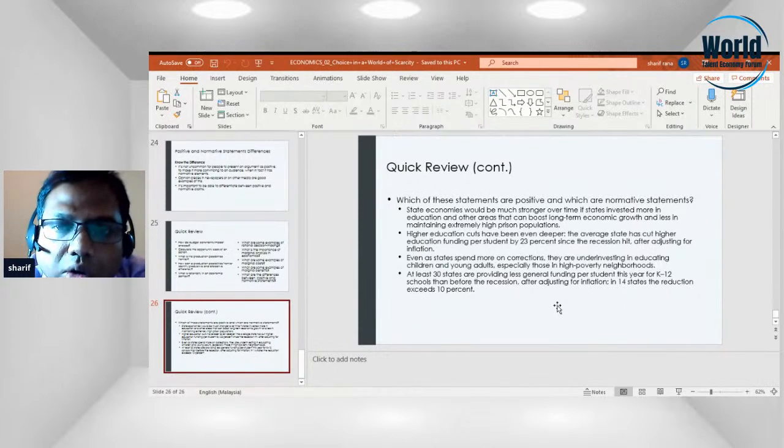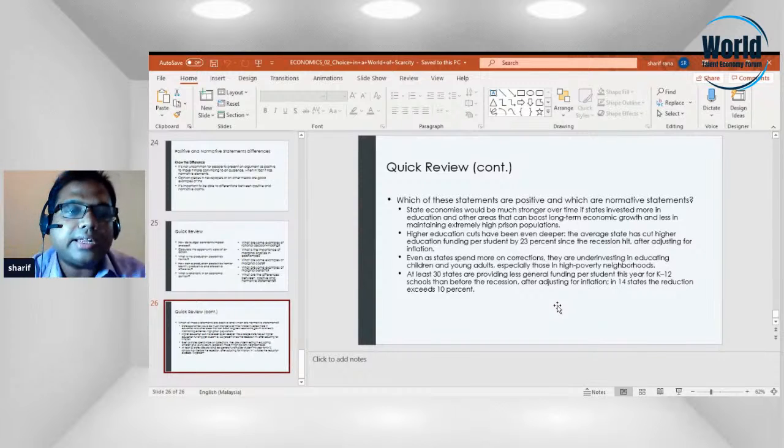Statement: economies would be much stronger over time if states invested more in education and other areas that can boost long-term economic growth, and less in maintaining an extremely high prison population. Higher education cuts have been even deeper. The average state has cut higher education funding per student by 23%. Even as states spend more on corrections, they are underinvesting in education for children and young adults. At least 30 states provide less general funding per student this year for K-12 students than before the recession. After adjusting for inflation, 12 states cut education funding by more than 10%.